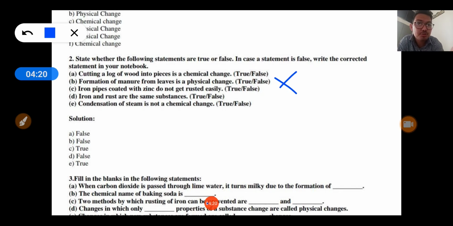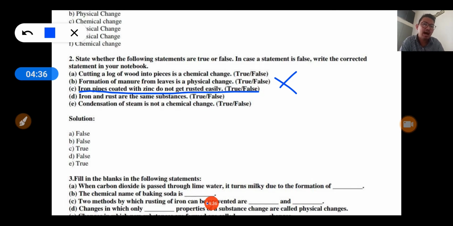Coming to part number C, iron pipe coated with zinc does not get rusted easily. This is absolutely correct, and this process of coating of zinc on the iron surface is called galvanization.